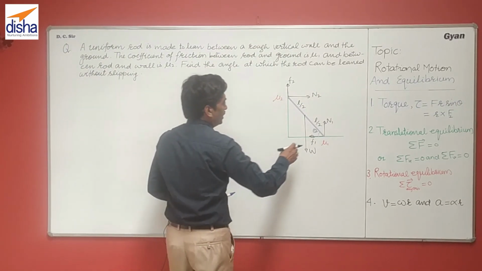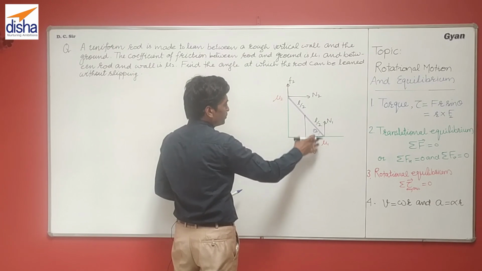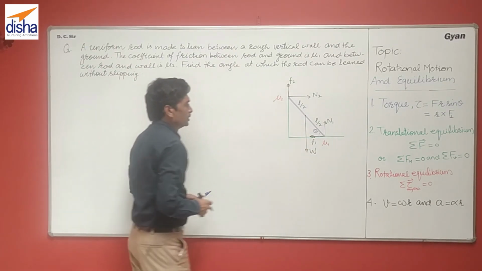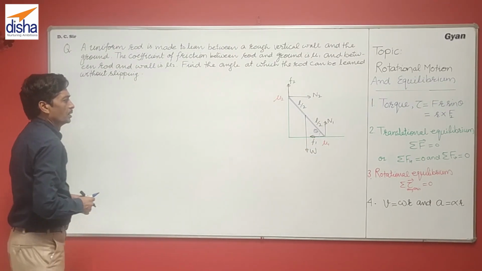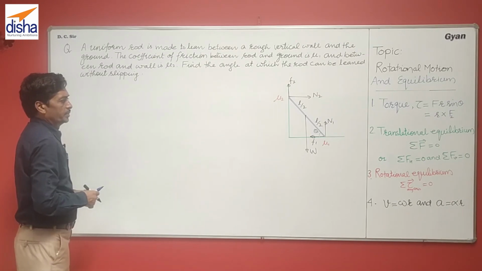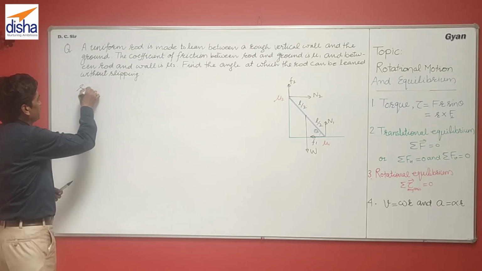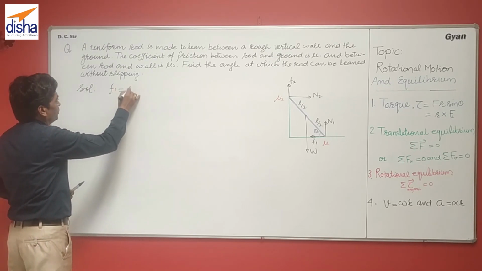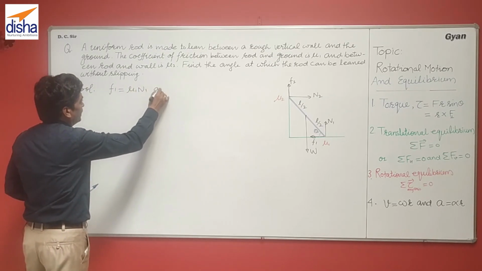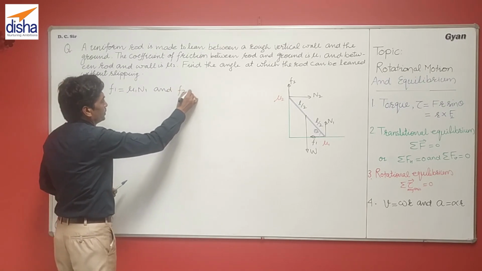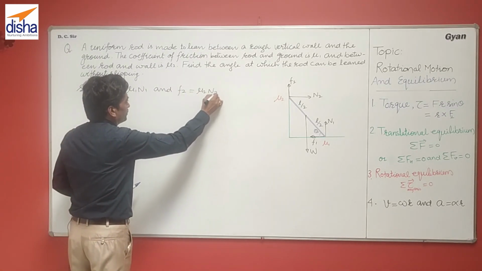So as the whole rod is in equilibrium, we can use the equations of static equilibrium for the translation as well as for rotation. Here the friction force F1 is equal to mu1 N1 and F2 is equal to mu2 N2.